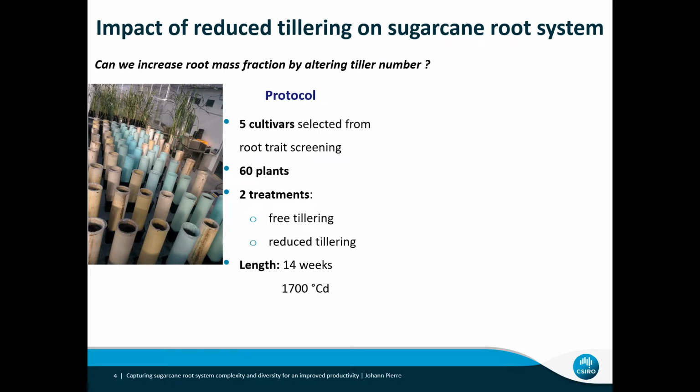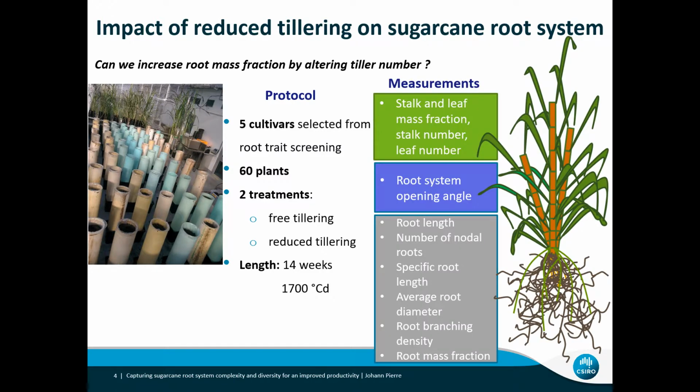So in this experiment, plants were cultivated in 1 meter tall PVC pots under ideal conditions for 40 weeks, and half of the plants were able to grow freely, and the other half had their emerging tiller removed manually every single week. And at harvesting, amongst other things, we measure the stalks and the leaf mass fraction, the root system opening angle, and all the roots were scanned, dried, and weighed.